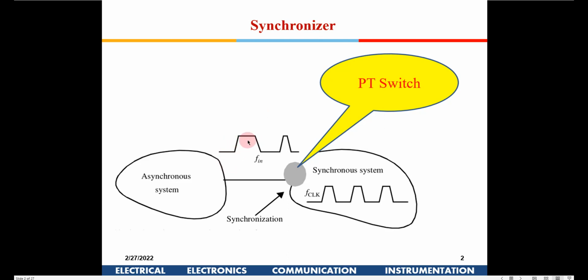So if one sample is pushed by the synchronizer towards high or low, that error is not going to make much of a difference. So that is what a synchronizer does. Let's study how it does it.